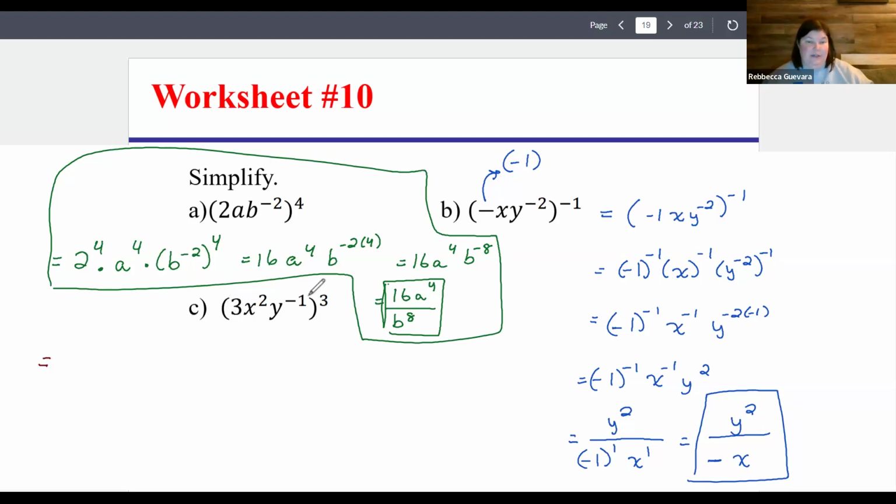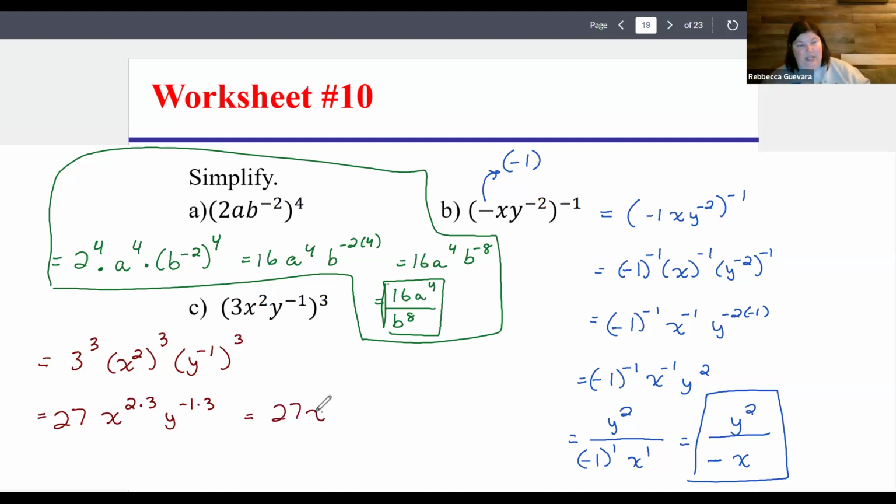So for C, we're going to have 3 to the power 3. We'll have x squared to the power 3. We're going to have y to the -1 to the power 3. So 3 times 3 is 9, times 3 is 27. Then we have x to the power of 2 times 3, and we have y to the power of -1 times 3. So that is 27 x to the power of 6, y to the power of -3, or 27 x to the 6 over y to the power of 3.